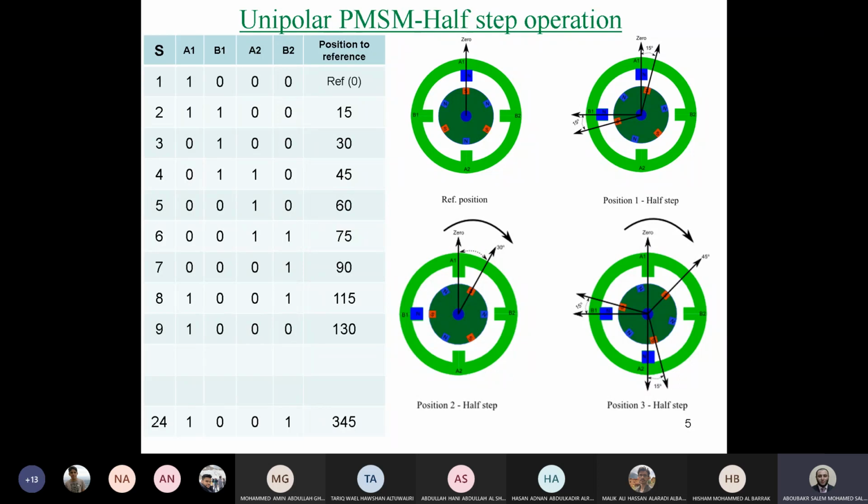Now if we compare the different pulses or different steps, as you can see, there is an interaction between flux on this side only. However, here there are two interactions, one on this side and the other on that side. So what do you expect, guys? Which one has higher torque or power, the first step or the second step?